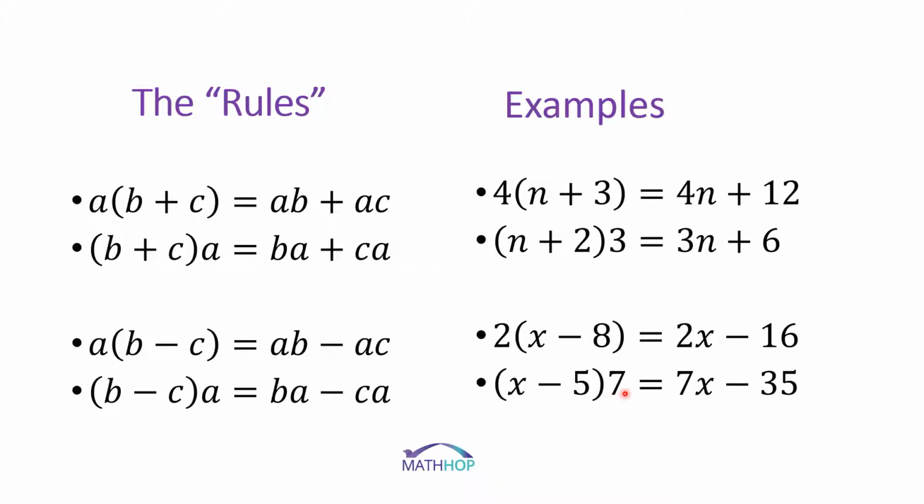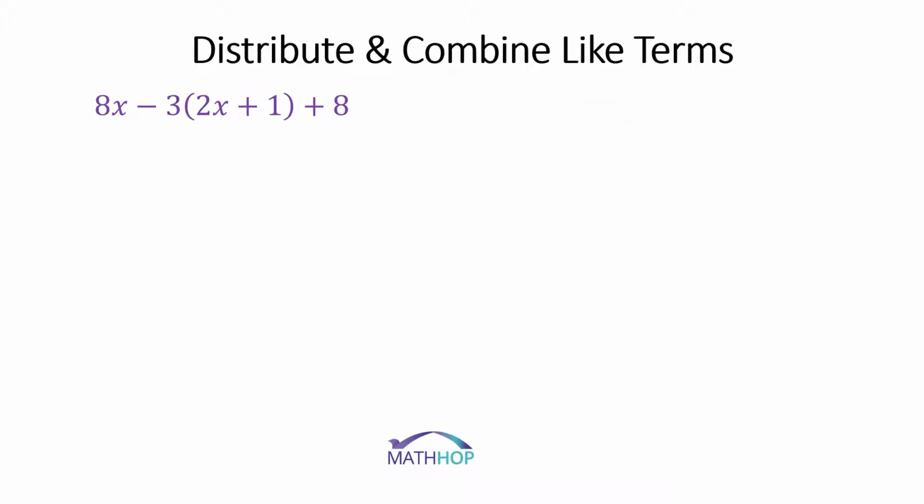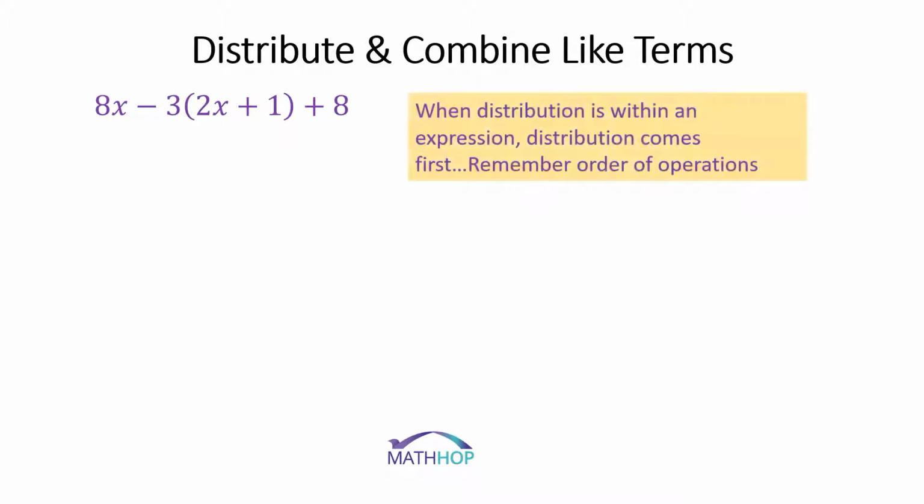The quantity x minus 5 times 7 can be thought of as 7x plus 7 times negative 5, or 7x minus 7 times 5. All right, let's look at some more that really throw us, and that's when we have an expression that is a little more involved, and we have distribution within the middle of it. When you have distribution in the middle of an expression, that distribution comes first. You distribute first. Think about order of operations. You always did parentheses or brackets first. That's what distribution is. So when we have 8x minus 3 times the quantity 2x plus 1 plus 8, we are going to distribute first.